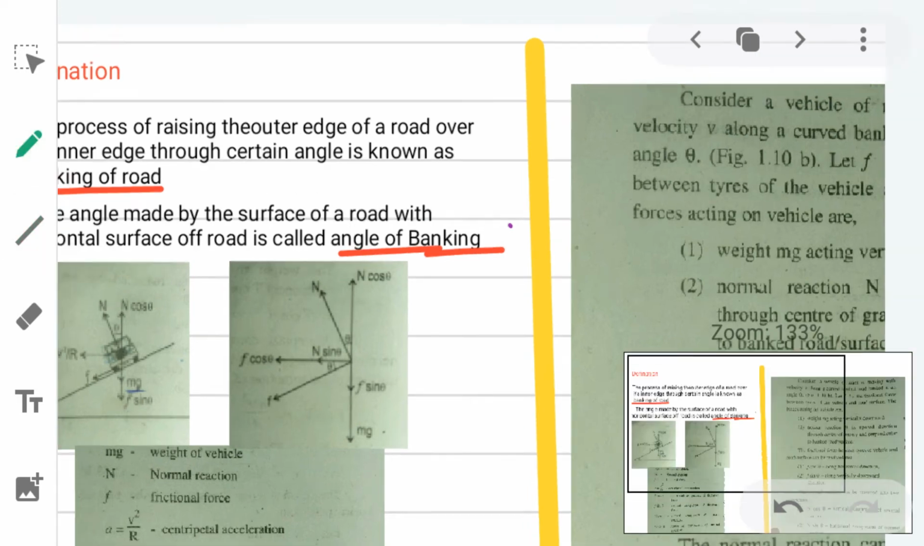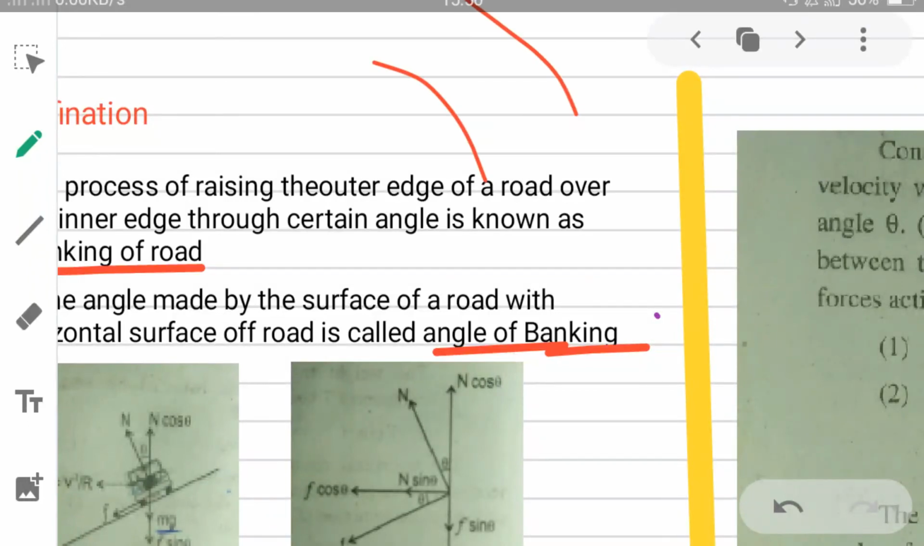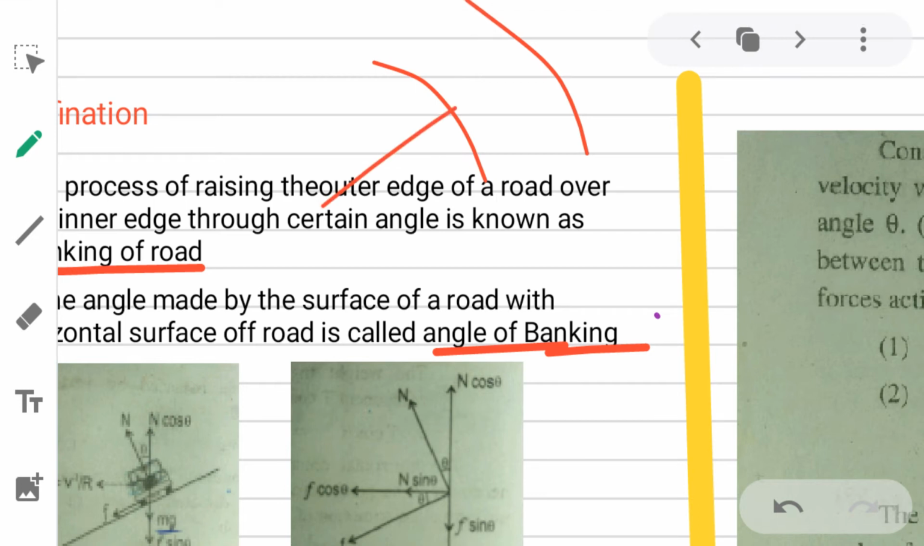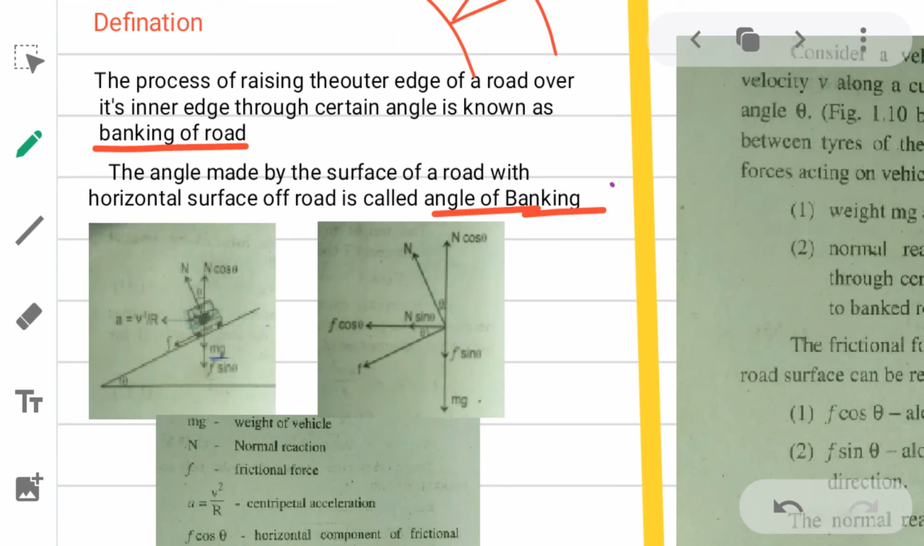See, if I draw here the outer edge of the road, this is a road, this is the outer edge and this is the inner edge. If the circular road is like that, this is the inner wall and this is the outer wall, meaning inner edge and outer edge. This edge has some elevation. This elevation is shown here. This is the inner edge of the road and this is the outer edge of the road. This is known as banking of roads.